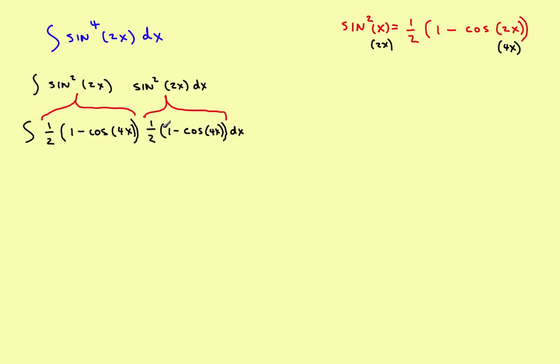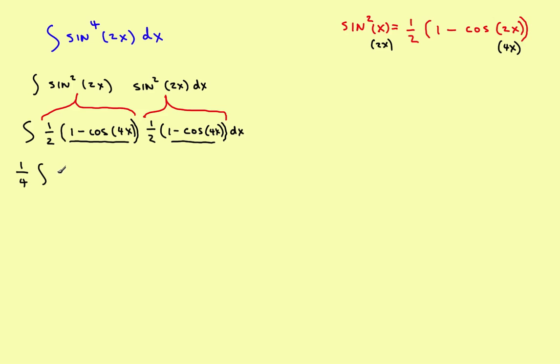Okay, the next thing you can do, you've got a 1/2 times a 1/2, so you can go ahead and bring that outside the integral. So we'll make this be 1/4 of the integral of, and on the inside now what you've got is this thing times this thing. Now to solve that, you're going to have to FOIL that. So 1 minus the cosine times 1 minus the cosine, and you'll actually FOIL it.